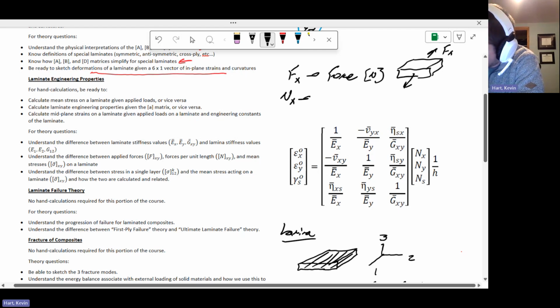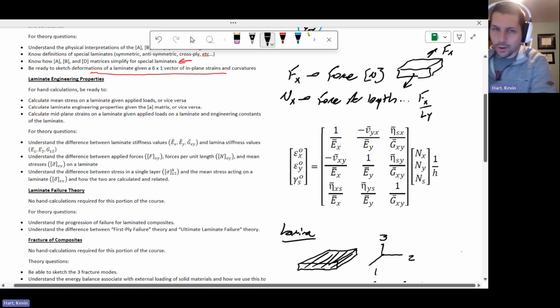Nx is the force per length. And Nx, we specifically define as Fx over Ly, where Ly is the length of the laminate in the y direction, all right? This is going to have units of newtons per meter, right? And then finally we have the mean stress, sigma bar x, which is Nx over h.